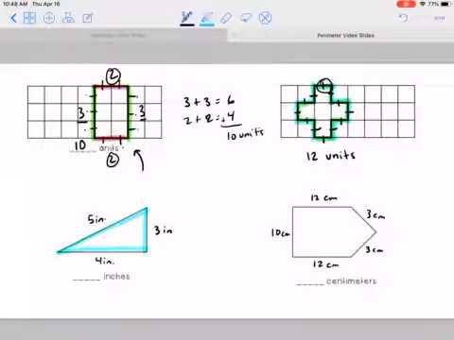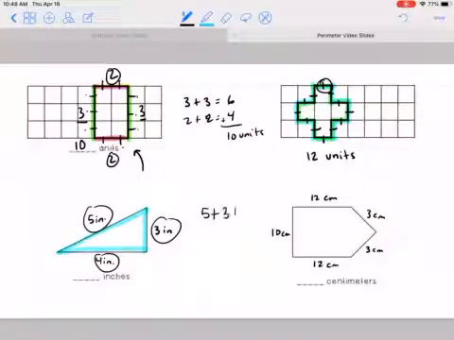So we have 5 inches, 3 inches, and 4 inches. So we're going to do 5 plus 3 plus 4. 5 plus 3 is 8. 8 plus 4 equals 12. And we are given inches as our unit. So instead of units, we would say the perimeter is 12 inches.